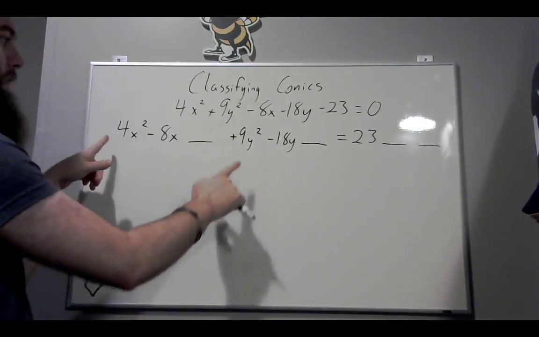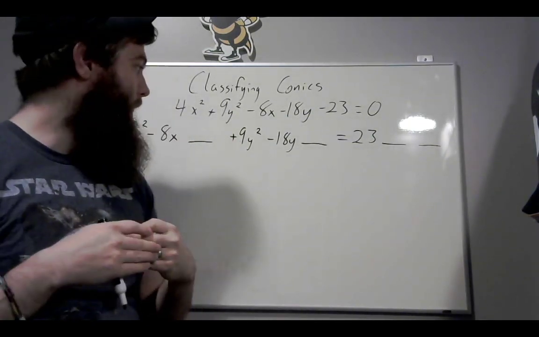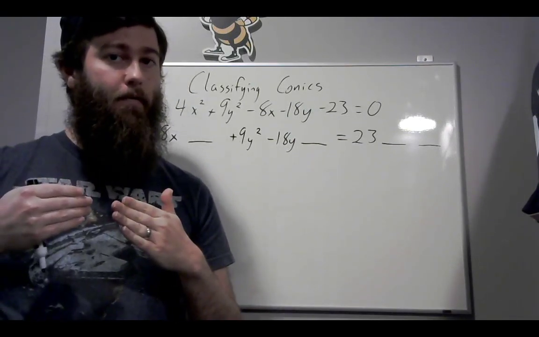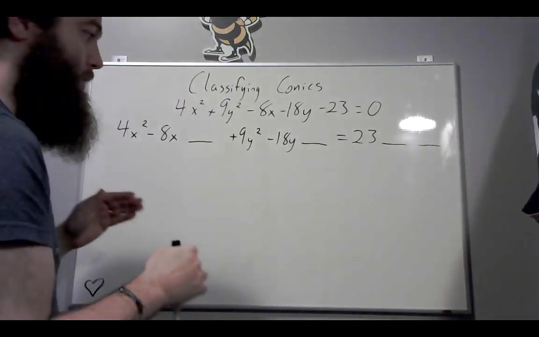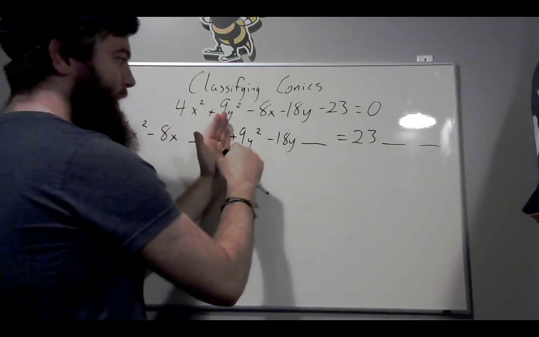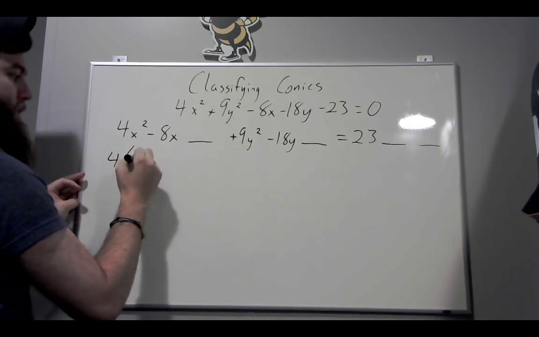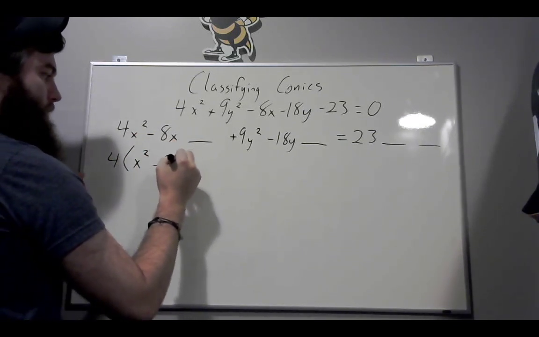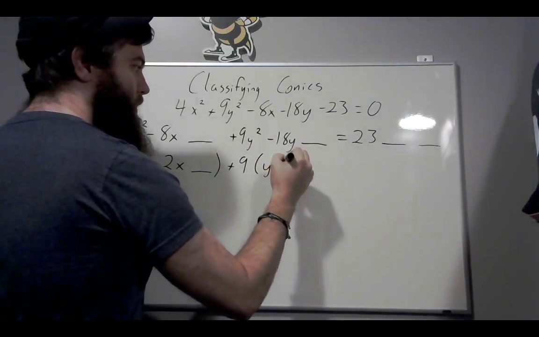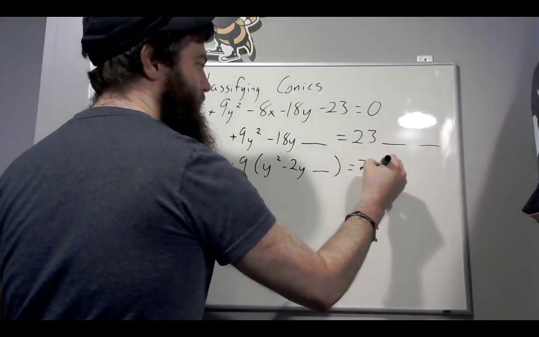So, if you notice, we have coefficients that are not 1 in front of our x squared and our y squared terms. So I need to take out a GCF for each of those terms. So I'm going to take out this 4 for this quantity, and this 9 for this quantity. This would give me 4 parentheses x squared minus 2x blank plus 9 parentheses y squared minus 2y blank equals that 23 blank blank.